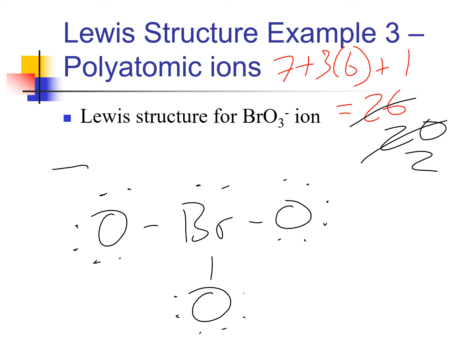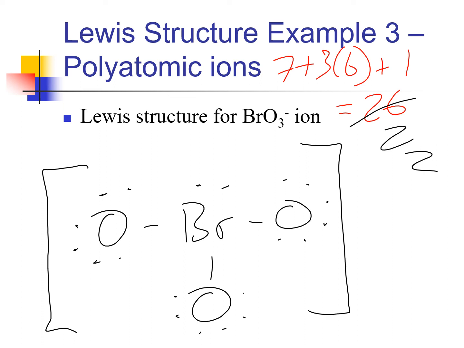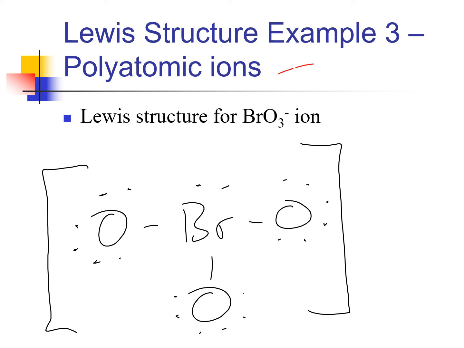Now what we can do, and the way we should do this, but it's not required, is put brackets around it. I'm going to erase my work here so I can have the proper structure. And because it has a negative charge, I just put a negative there. That shows that the whole structure has a negative charge.